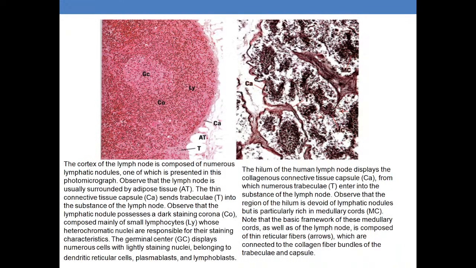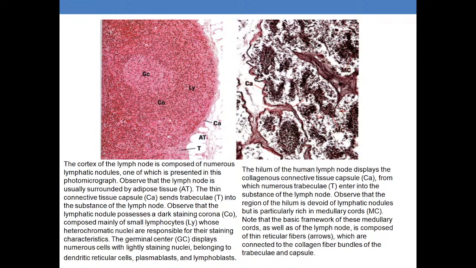The cortex of the lymph node is composed of numerous lymphatic nodules. One of these is presented in the photomicrograph. Observe that the lymph node is usually surrounded by adipose tissue. The thin connective tissue capsule sends trabeculae into the substance of the lymph node.